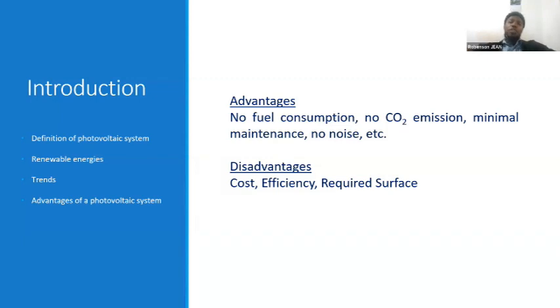And also the required surface. The fact is, it is one of the biggest problems. We need a lot of surface to produce an acceptable amount of energy. So it is one of the disadvantages of solar energy. But if we have the surface, it is not really a problem.